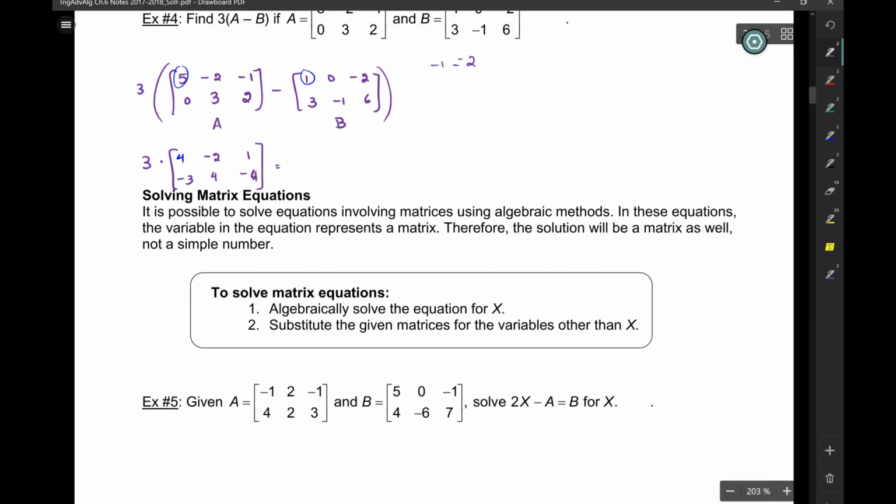And now I multiply everything by 3. So I'm going to get 12, 3, negative 9, 12, negative 12. That's the answer.